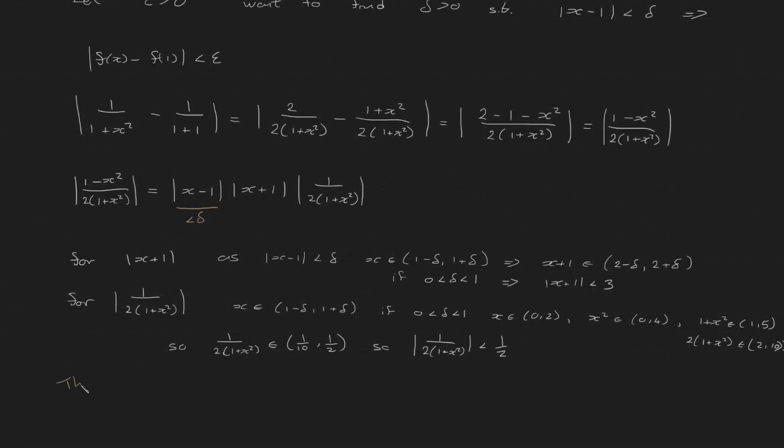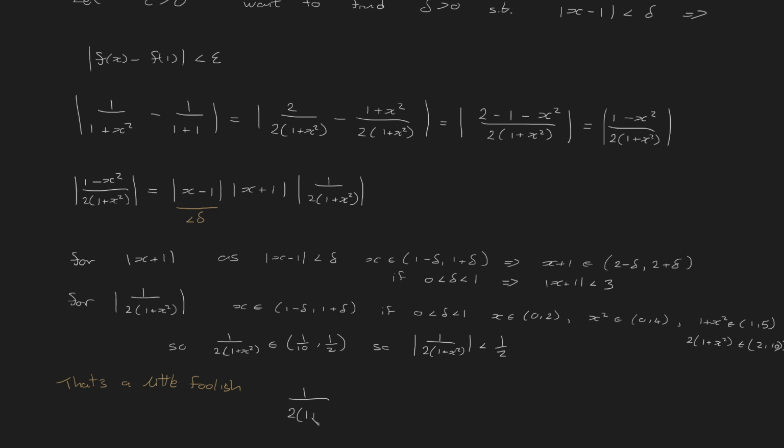Now the thing is, that's a little foolish. All I really care about is a bound. It's not that this work is wrong. It's certainly true that 1 over twice 1 plus x squared is less than 1/2. But I can get that much more easily.